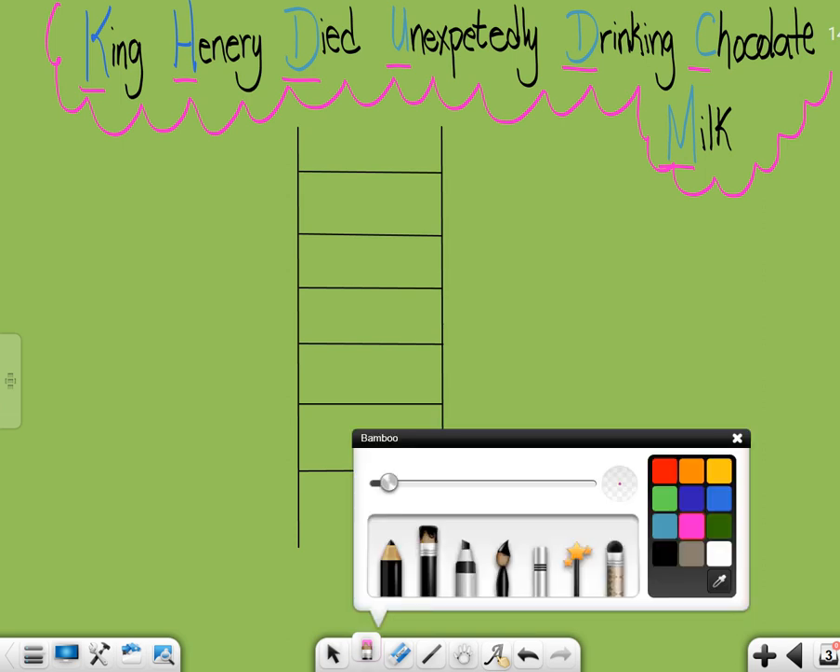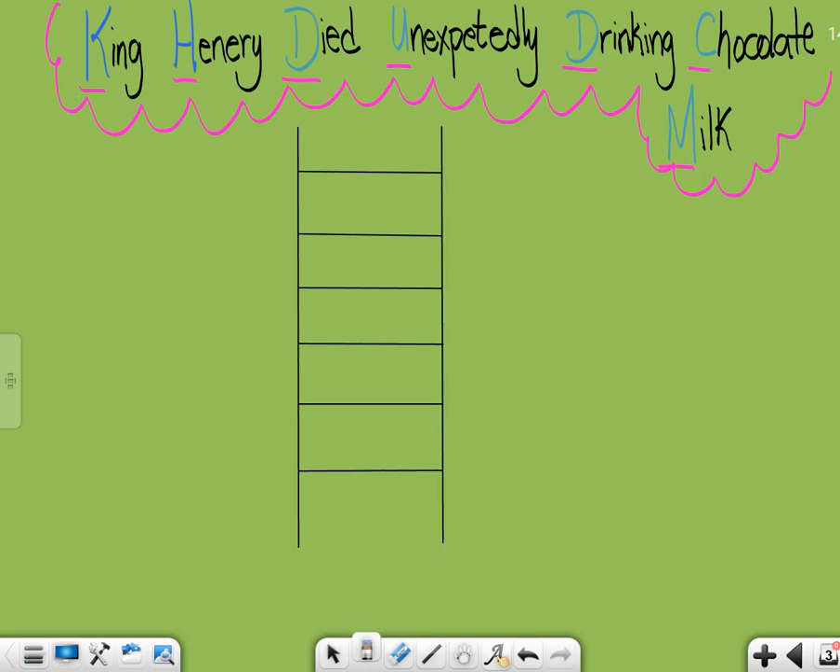And that's the order we use. So I'm going to put them in. I like the blue, so I'll use the blue. I'm going to put them in as K, right? I'm just following the order: K, then H, then D, then U, then D, then C, and last but not least, M, okay? Each of these letters go in that order, starting from the top, okay? So think of it that way. King Henry died unexpectedly drinking chocolate milk, okay?